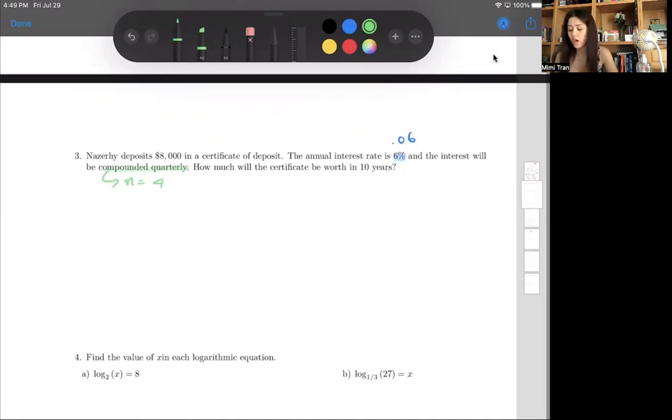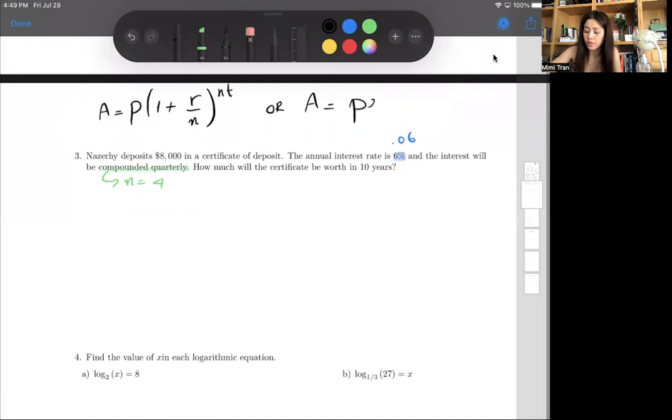Quarter, 4, right? So this is a compound interest problem. And of course, naturally, I'm going to give you the formula. You don't have to memorize it. I'm going to give you 2 formulas on the exam. A equals P times the quantity 1 plus r over n, to the nt, or A equals P e to the rt. It's your job to pick which one you want to use. So compounded quarterly, that means I'm going to pick the first one, right? Compounded n times.